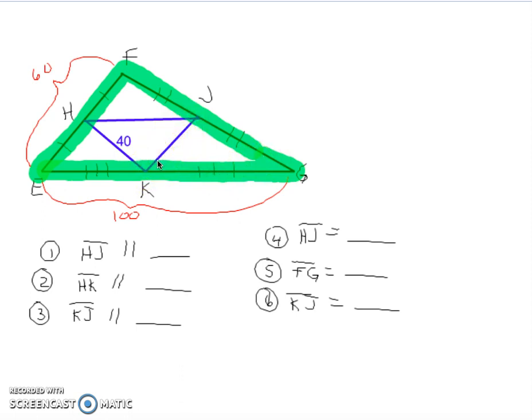Then you've got KJ. So here's another midsegment. J is in the middle of FG, and K is in the middle of EG. Its third side is across from it, which is EF, right here. So it's 3 midsegments in one picture.